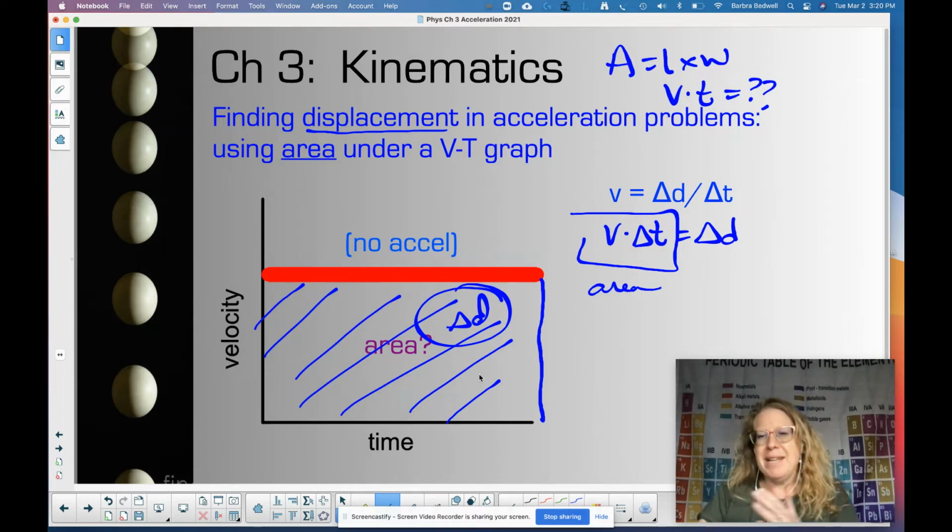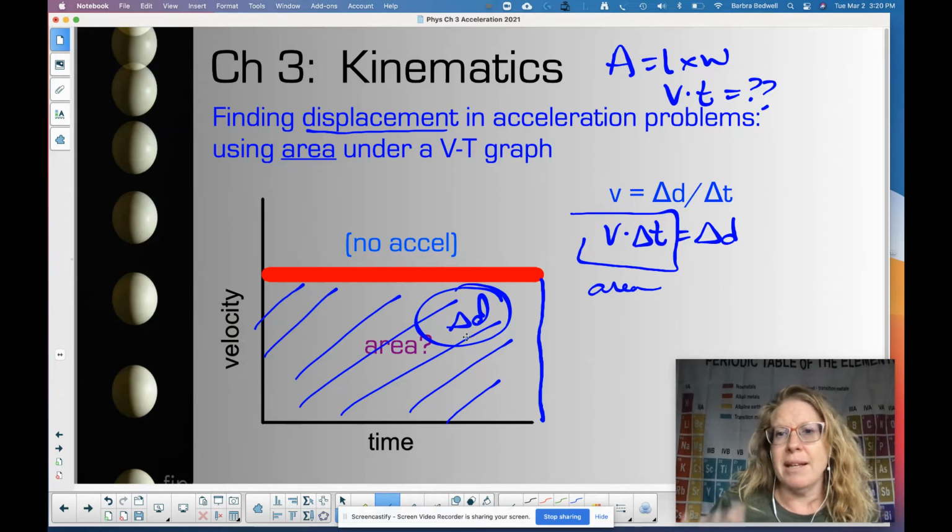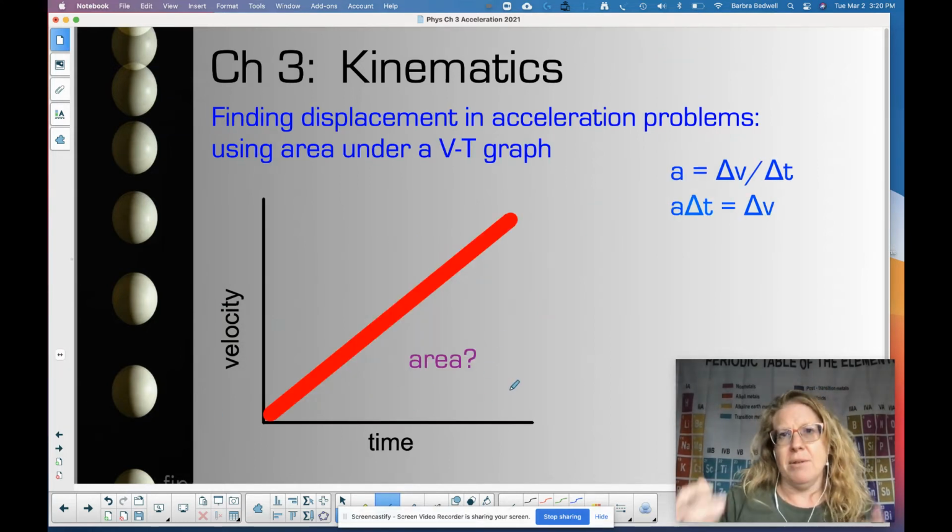Again, I know that's a way easier way to do it mathematically, but let's build on this idea. What if we are accelerating? Because remember I said this equation only works without acceleration. Well, what happens if we actually have a case where we're accelerating?